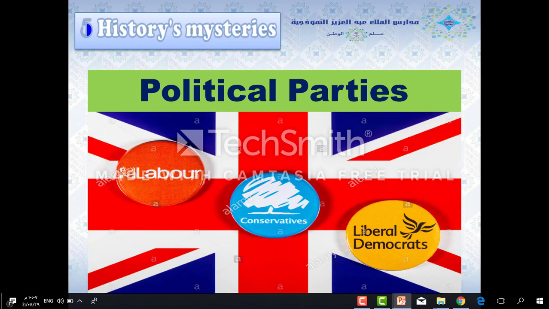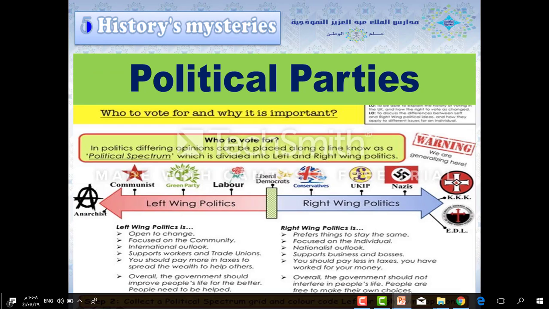And in the UK, there are 3 political parties. Number 1 is Conservatives. It's the right wing. And we have also Labour. Labour is the left wing. And the 3rd political party is Liberal Democrats. These are political parties in UK. Left-wing politics and right-wing politics.